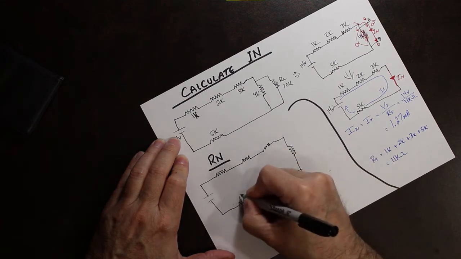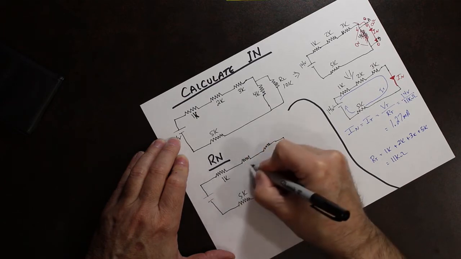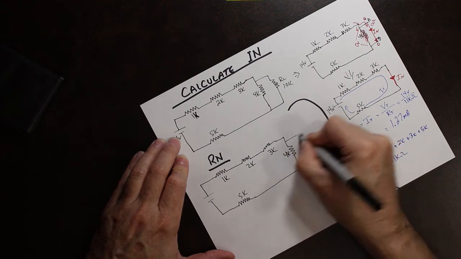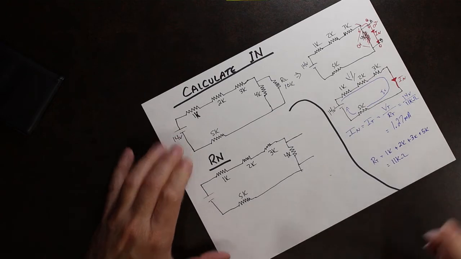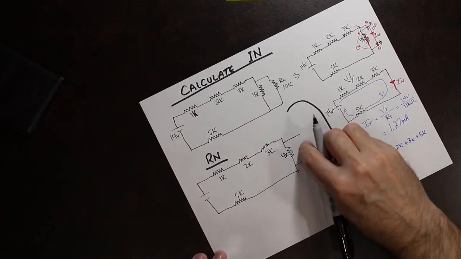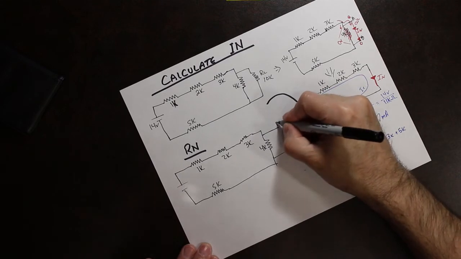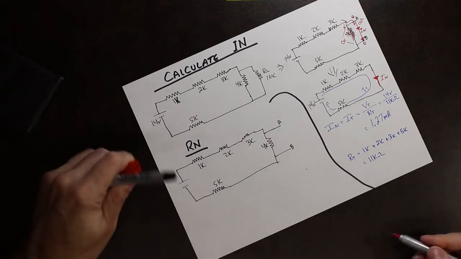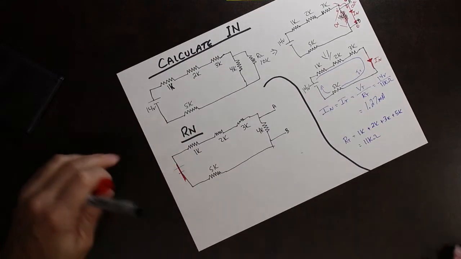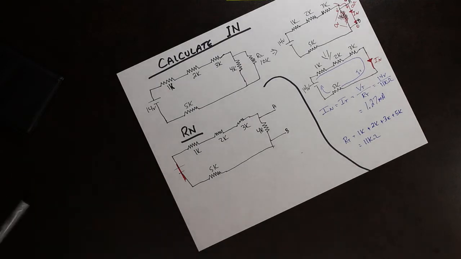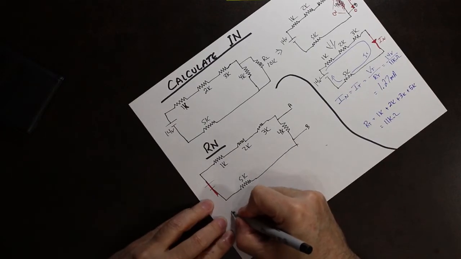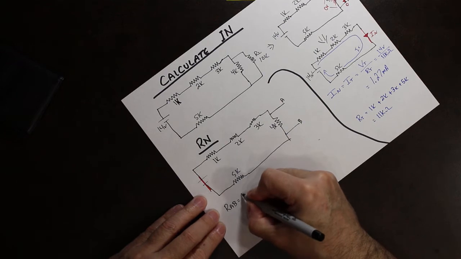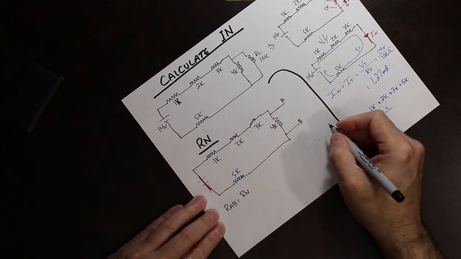So we go back, that's 5K, this is 1K, 2K, 3K, and this is 4K. Here's where the load was. Okay, so we remove the load. We mark it A and B. The next part of the procedure, short out the power supply. Now you want to find the resistance from A to B. That resistance is equal to Norton's resistance.